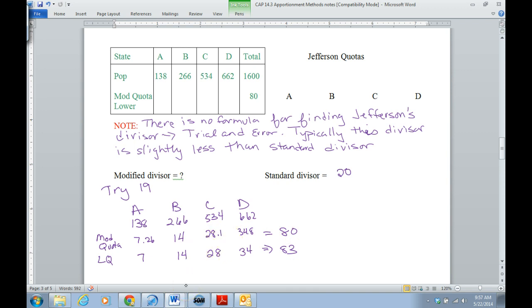Hold on, so do you always round down? For Jefferson, you round down. What about for Hamilton? For Hamilton, you round, yeah. Okay.